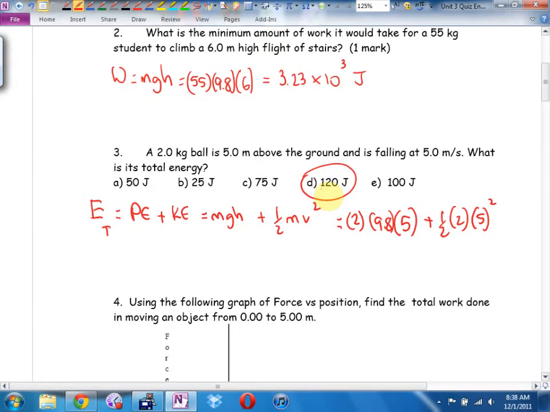And the law of conservation of energy says the ball has that much energy anywhere in its flight. At the top, it has 123 joules of potential, no kinetic. At the bottom, it has 123 joules of kinetic, no potential. In between, it has in between.